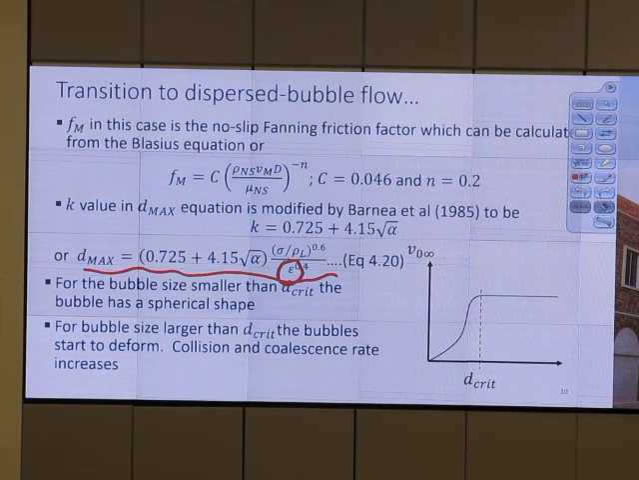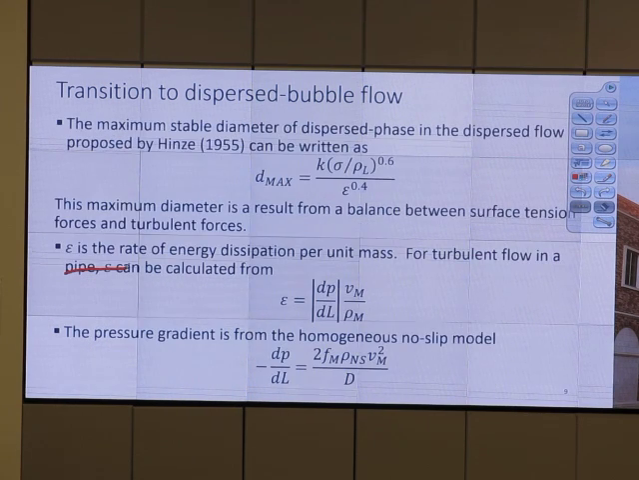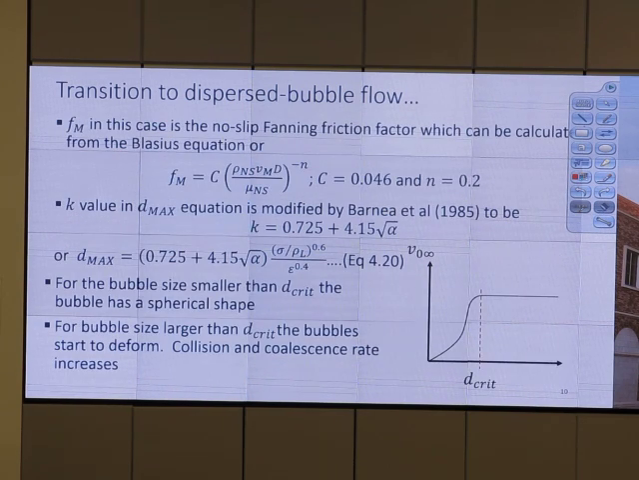Okay. Let's go back a little bit. Now we know epsilon, right? Let's show how to use this approach. So now we know epsilon. We stop there for a while. D max, maximum stable droplet size for this bubble flow to happen. Hinze 1955. This is the maximum stable diameter for the dispersed phase.